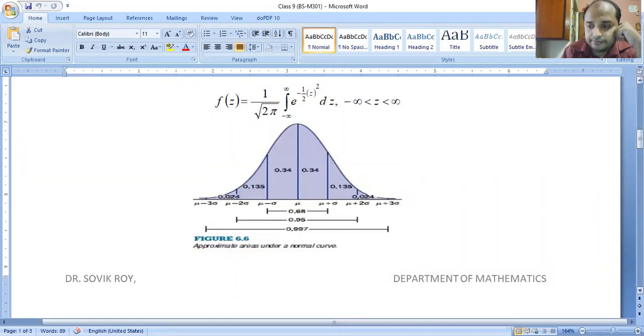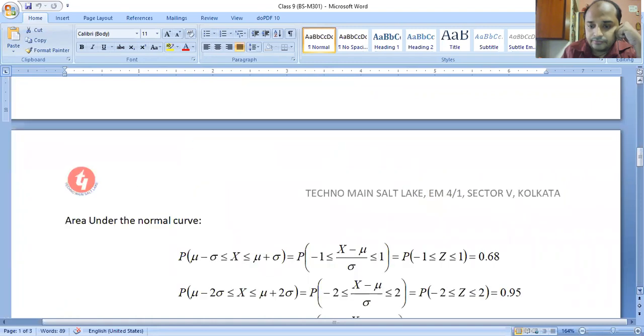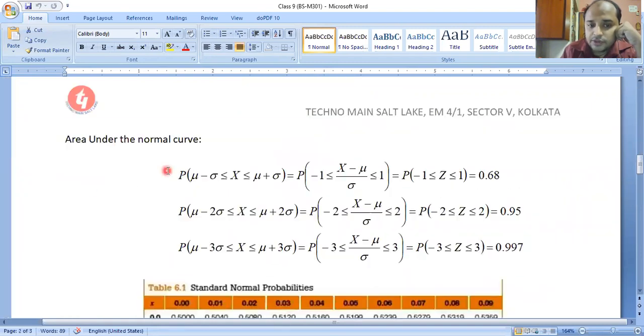See, I have shown here the probability that x lies between mu minus sigma and mu plus sigma. I have divided both sides by sigma, done a little bit of simplification, and obtained this. In the middle I get x minus mu by sigma. On both sides, in place of mu minus sigma I got minus 1, and in place of mu plus sigma I got 1. You can do the calculation by yourself. Now x minus mu by sigma becomes z by my definition.